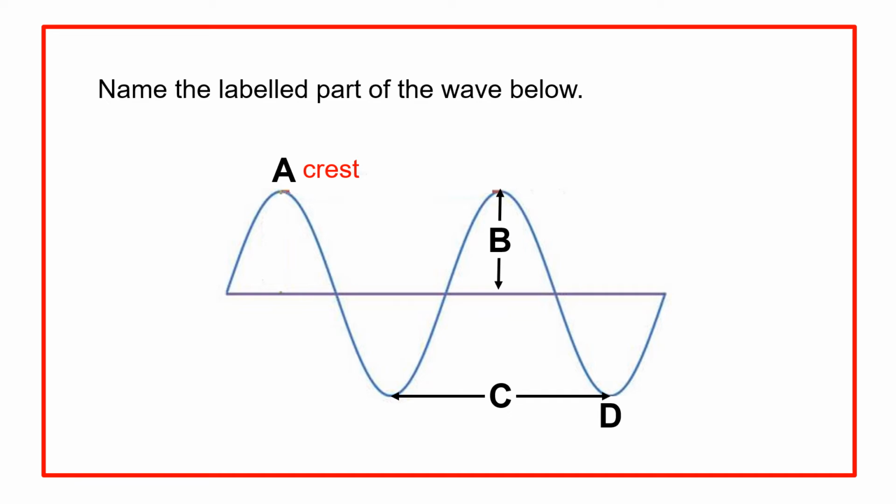How about B? Amplitude. It is the height of the wave from the rest point to the crest, or from the rest point to the trough. How about C? It is from trough to trough. We have wavelength. And D, the low point of the wave, is known as the trough.